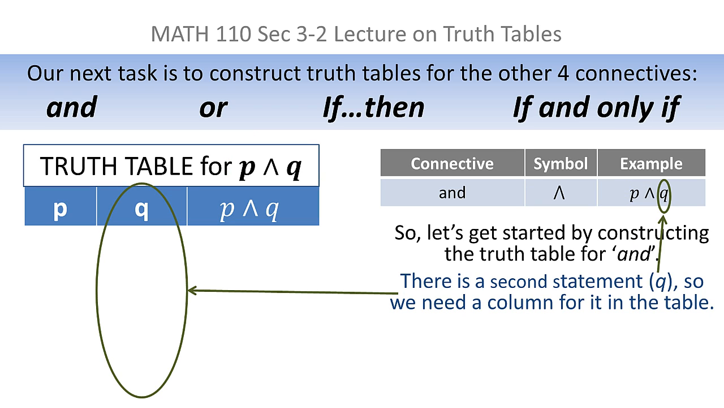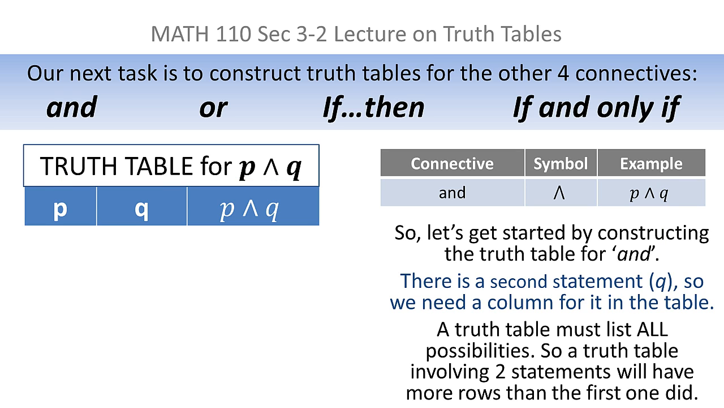Now obviously we will need a column for the statement P, we'll need a column for the statement Q, and the truth values will have to go in the third column, so we need a column for the logical expression that we're building the truth table for, which in this case is P and Q. In the first case there was only a P, so I didn't need a column for Q because there was no Q. I was just negating P. But here I've got a P and a Q, so I have to have an extra column.